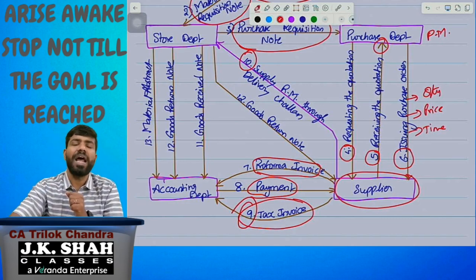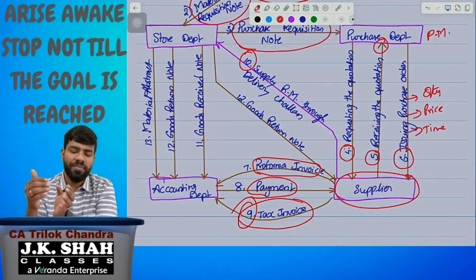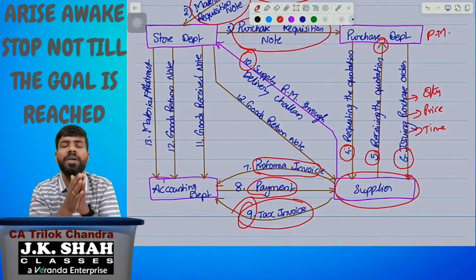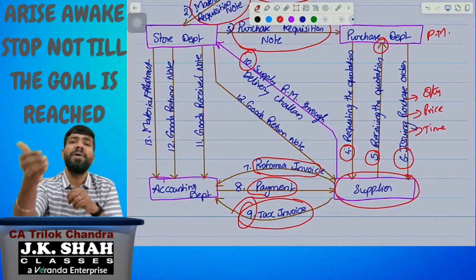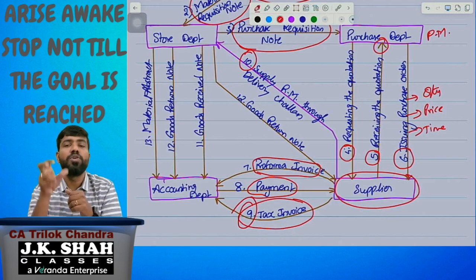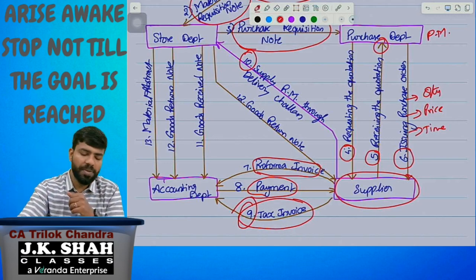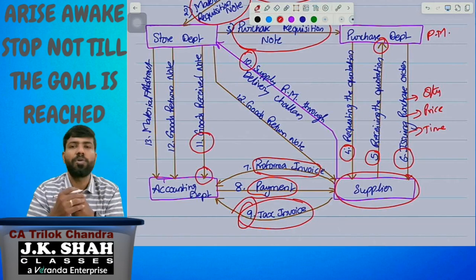Once the raw material reaches the store department through the delivery van, they will unload the stock. At the time of unloading the stock from the delivery van, they are going to prepare one document called the goods received note. That copy will be given to the accounts department.